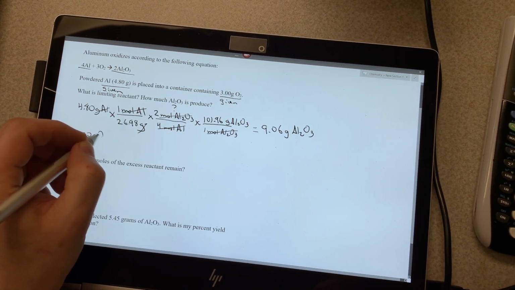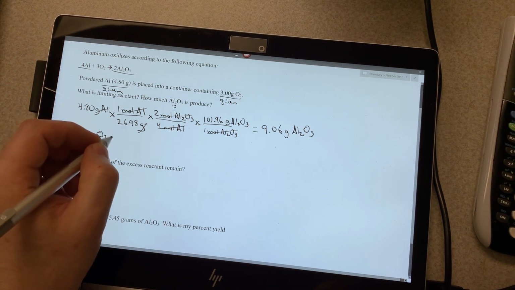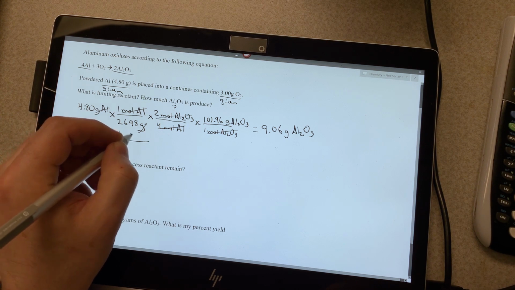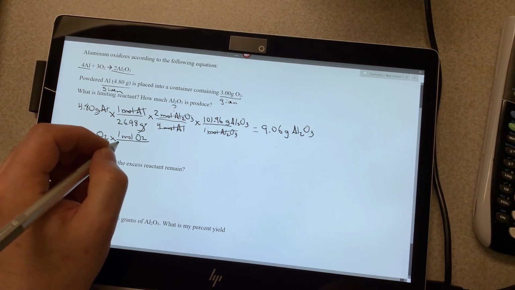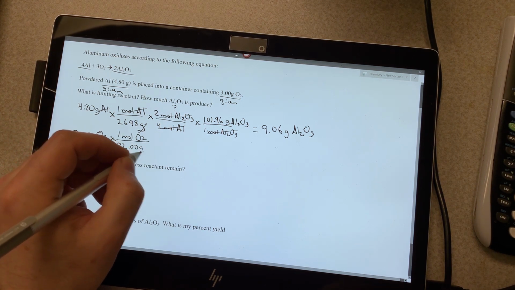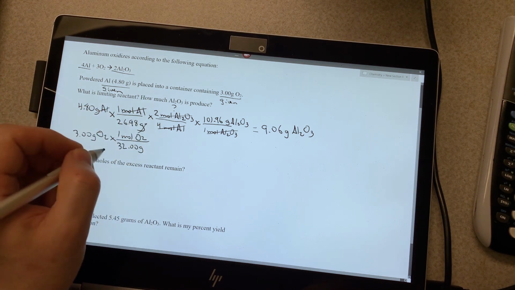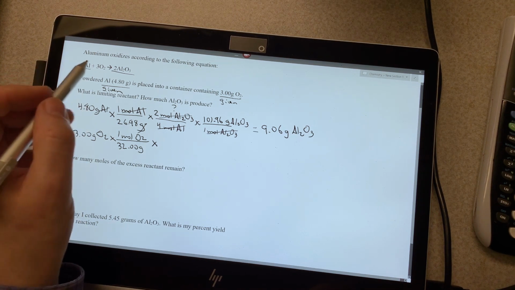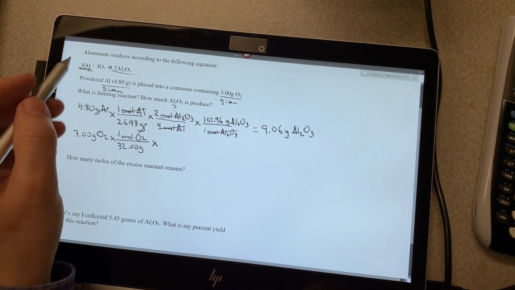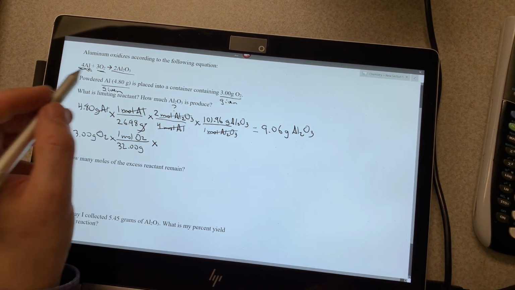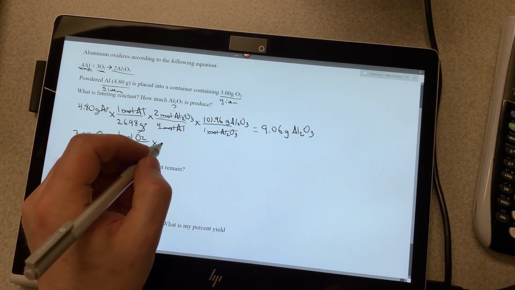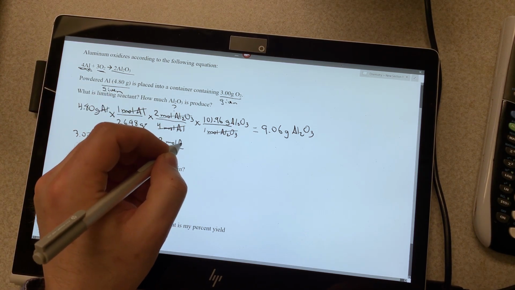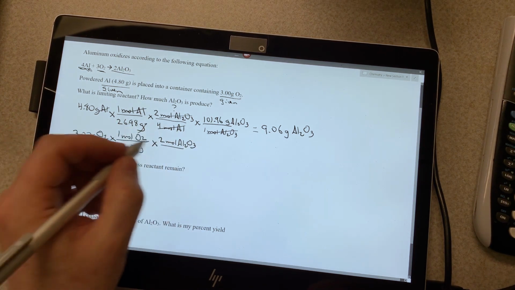3.00 grams of oxygen. I'm going to convert it to moles. 1 mole of O2 is 32.00 grams, right? 16 times 2 for those. And now I've got a different mole ratio. Now instead of this one, I need this one. So I'm going to use the 3 moles of oxygen and the 2 moles of Al2O3.